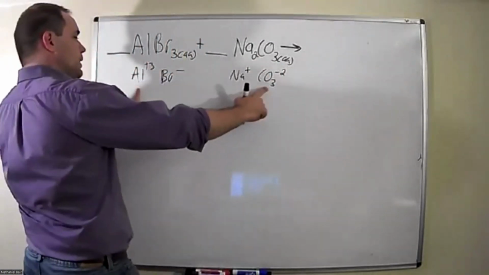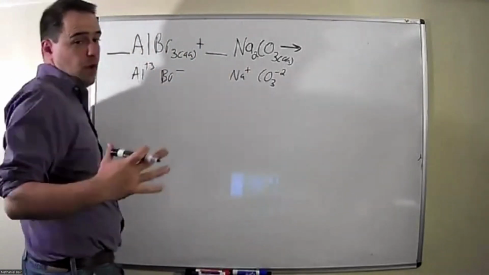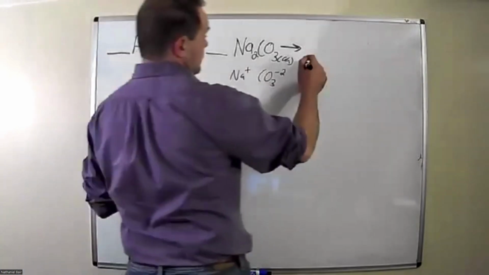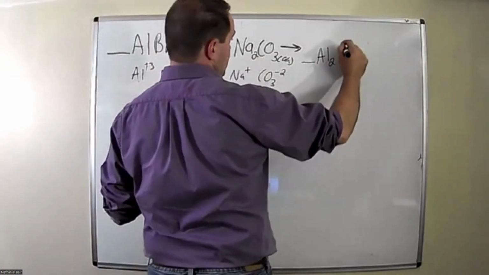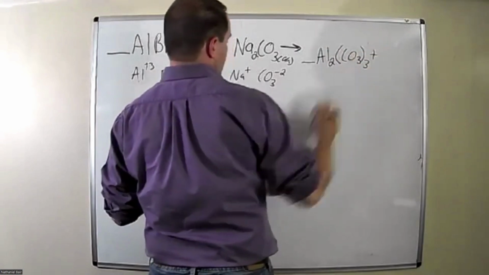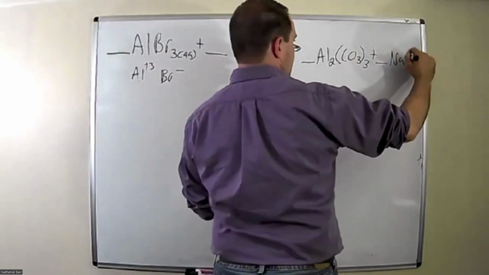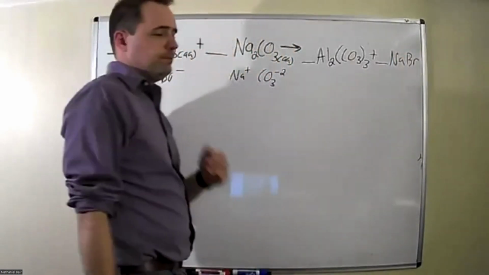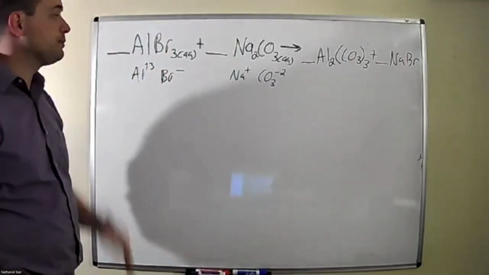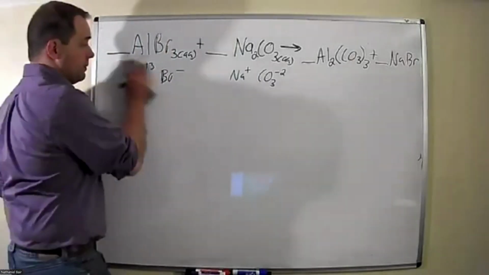So aluminum and carbonate need to get paired up, but this is +3 and that's -2. So this is a swap and drop. So this is going to be Al2(CO3)3. And then sodium's +1, bromide's -1. So my other product is NaBr. That was an easy one. Any questions on the formulas of the products?